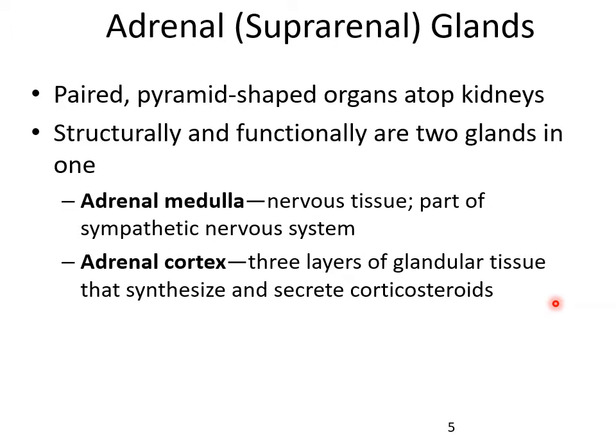Now, I want you to keep something in mind. Most of your hormones in the body are protein-based. You only have 2 locations where you make steroid-based hormones, and one of these is the adrenal cortex. The other one is the gonads. The gonads produce testosterone, estrogen, and progesterone, and the adrenal cortex is your only other source of steroid-based hormones.